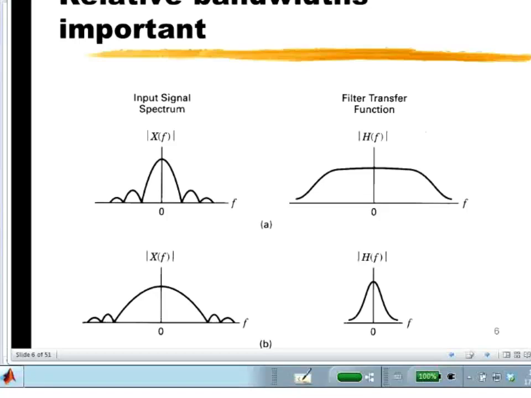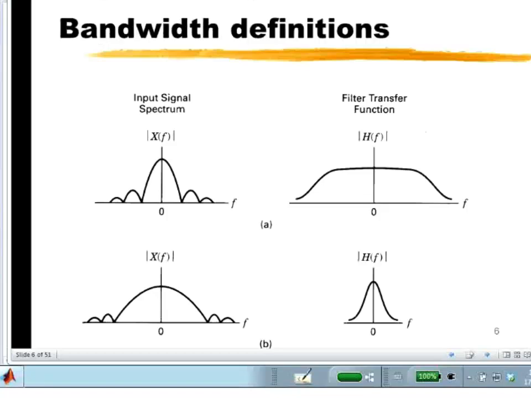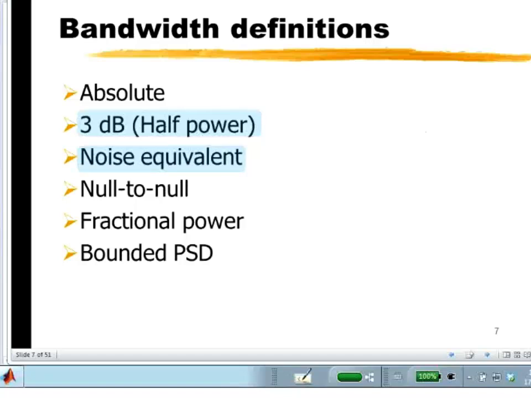We look at it by eye, but we really need a way to quantify each of these signals. Each of the signals has infinite bandwidth if we go by a strict definition. But of course, practically there's some finite bandwidth we can use. So there are several definitions for bandwidth available. I'm going to focus just on two of them that we see the most often, which are the 3 dB or half power bandwidth and the noise equivalent bandwidth. I think I also use null to null in some of my examples.